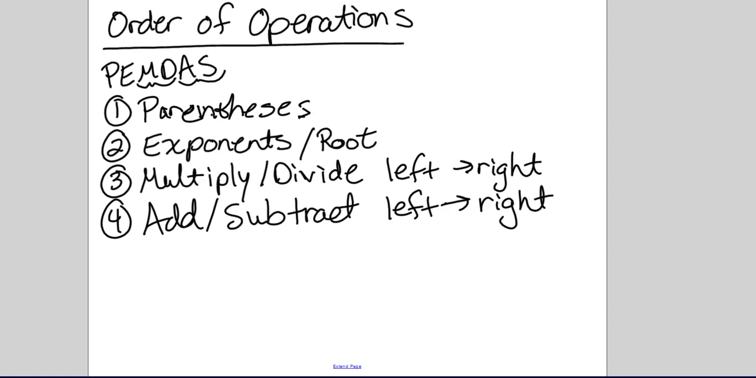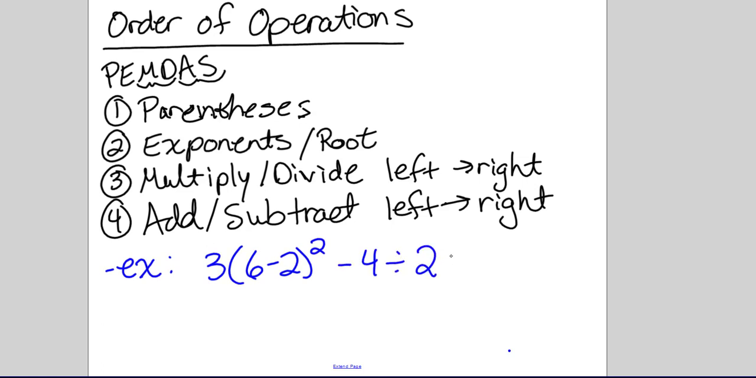So let's do one example with just whole numbers. Let's say I have 3 parentheses 6 minus 2 squared, minus 4 divided by 5 times, let's do the square root of 25.